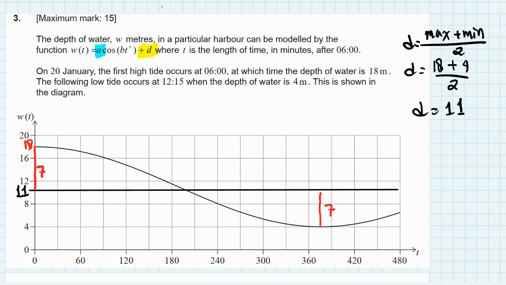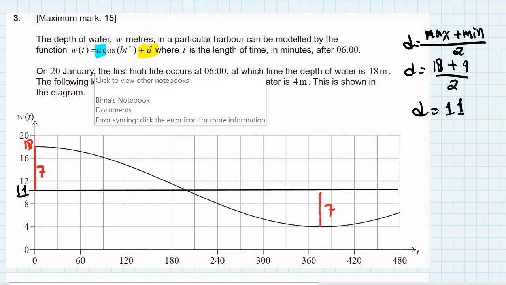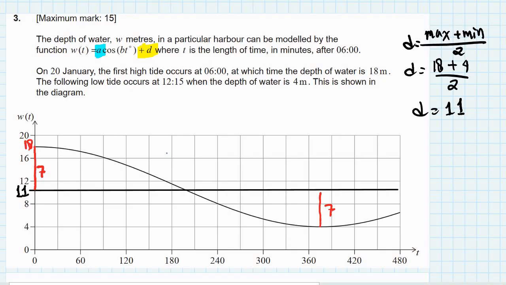But what happens if the amplitude is negative? If the amplitude is negative, the cosine, instead of starting from the top, starts from the bottom. It will go like this, you get the idea. So if A is negative, it starts from the bottom. Because A is positive here, it starts from the top. In this case, the value of A is 7.